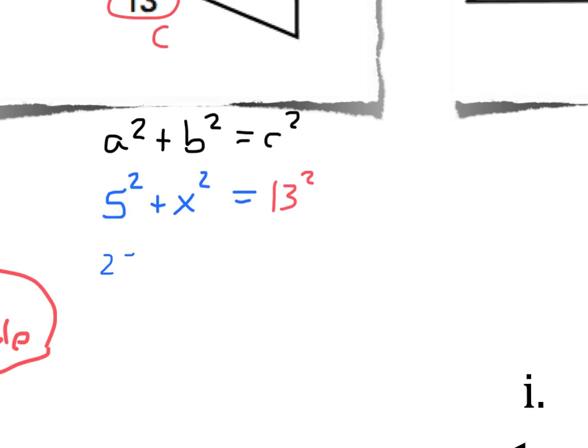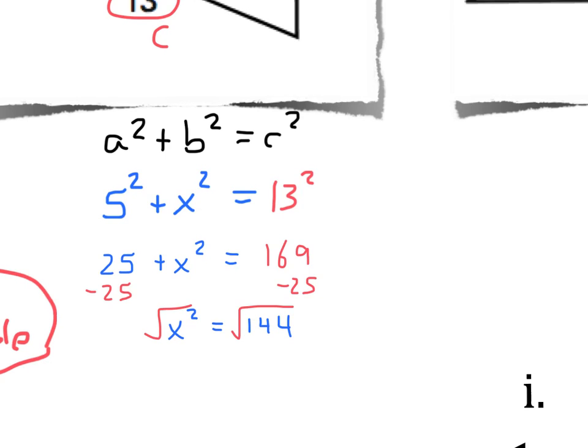Now, order of operations says I need to get rid of my squares first, or evaluate my squares. So this one becomes a 25. X squared is x squared, and I have 169. Now, to get x by itself, I have to subtract 25 from both sides. So now I have x squared equals 144. Now, when I square root both sides, don't forget that there is a plus or a minus in the front. My x is plus or minus 12.